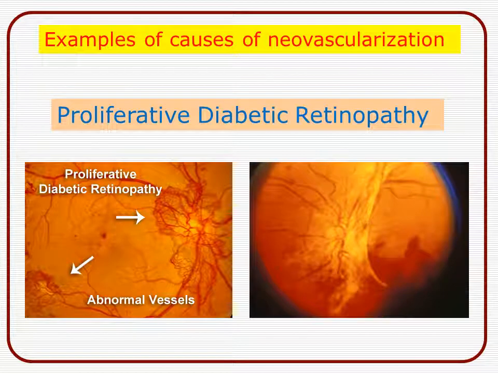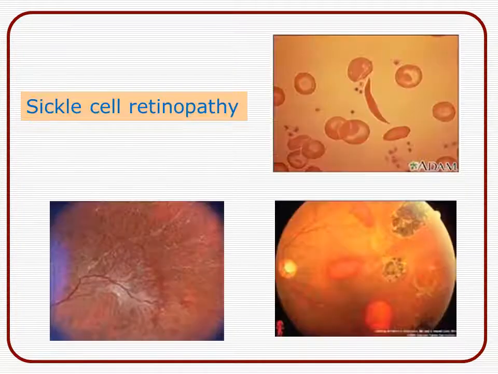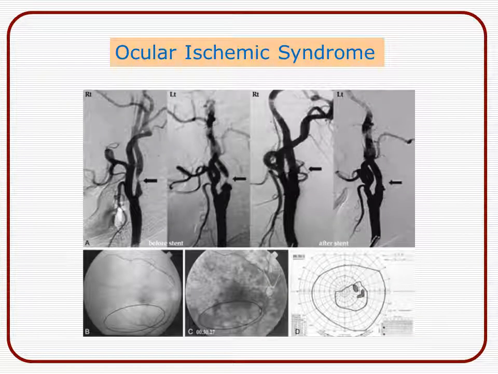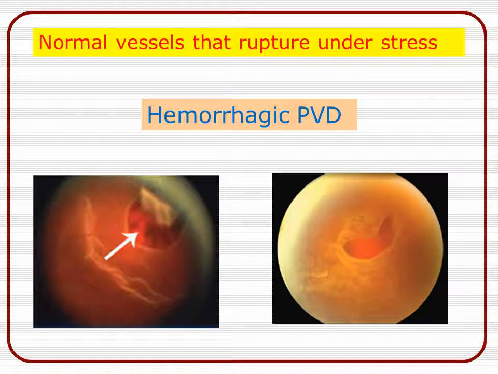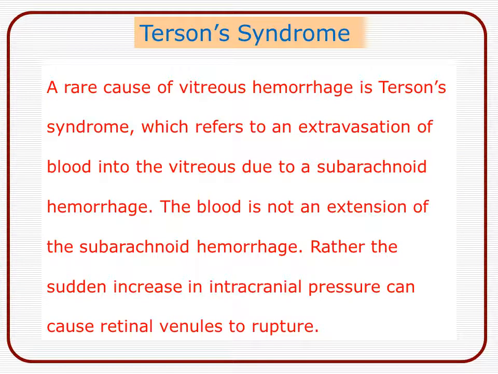Examples of causes of new vascularization are proliferative diabetic retinopathy, central retinal vein occlusion, branch retinal vein occlusion, sickle cell retinopathy, retinopathy of prematurity, and ocular ischemic syndrome. Normal vessels that rupture under stress occur in hemorrhagic PVD, blunt or perforating trauma, and there is also Terson syndrome, which is a rare cause of vitreous hemorrhage.